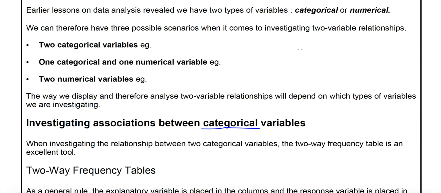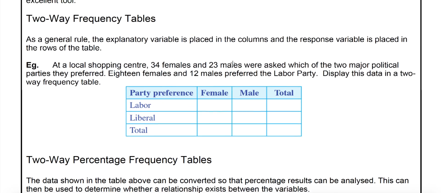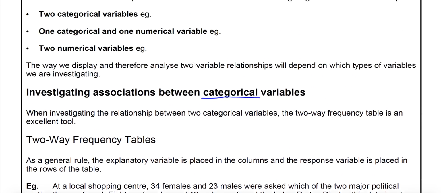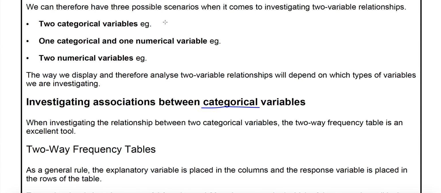An example might be gender and your political views. Both of those are categorical variables. A second option, which we'll cover later on, is when you have one categorical and one numerical variable, so a mixture of the two types.